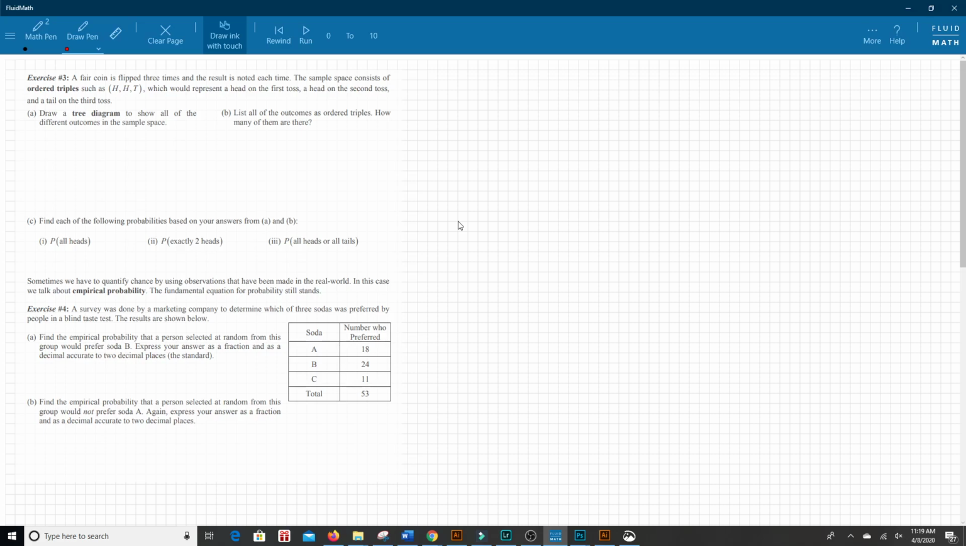So this is what you're going to do. We have our first try. It's a coin. It's going to be heads or tails. After you have heads or tails, the sample space would be at the end, where you tally up everything.